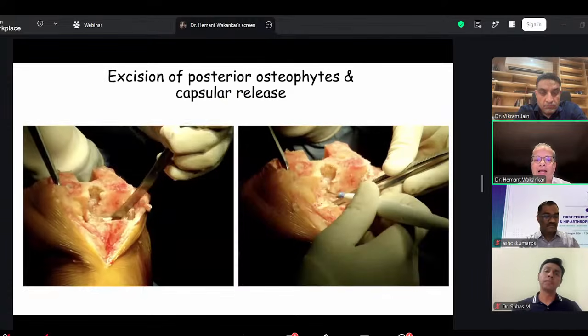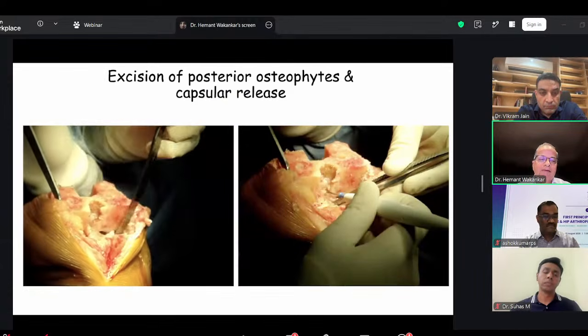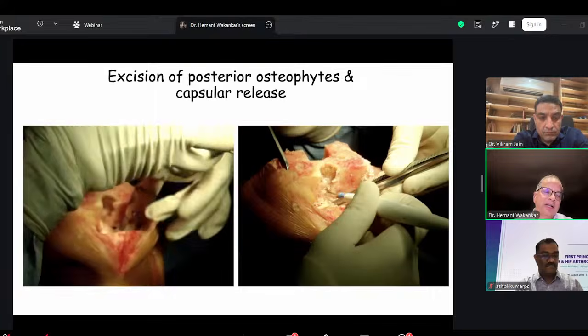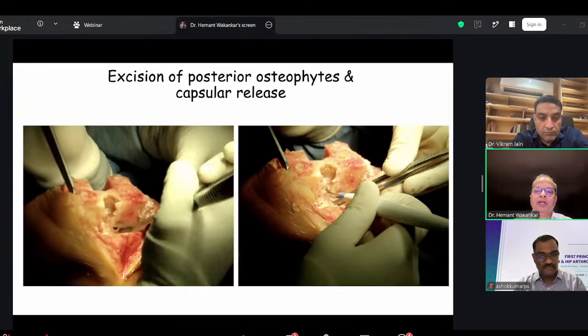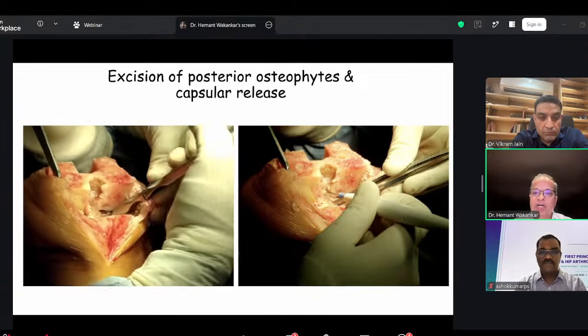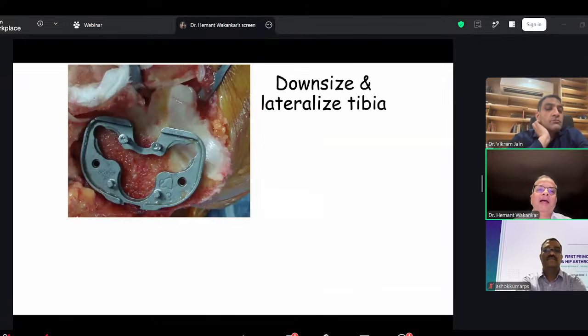And then I'll come back to the tibia. I have access to my posterior osteophytes, which I'll take out using a curved osteotome. I'll in fact even do a posterior capsular release if I need to, if there is associated flexion deformity. And after that, I'm coming to the tibia again, because now I know my femoral size. I know the smallest tibia that is going to be acceptable for that femoral size.